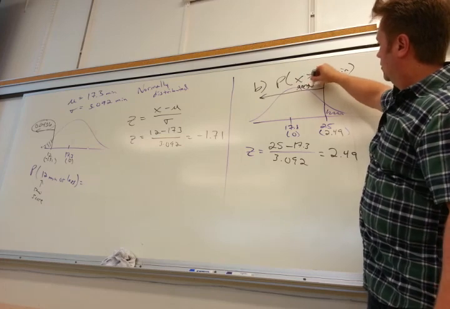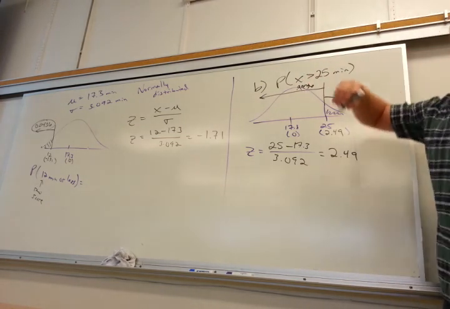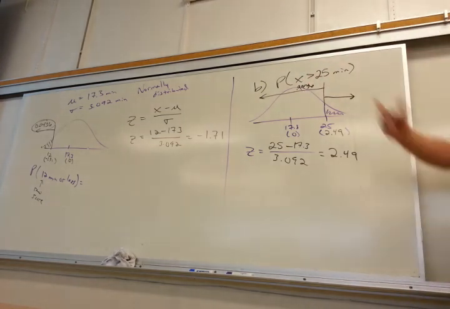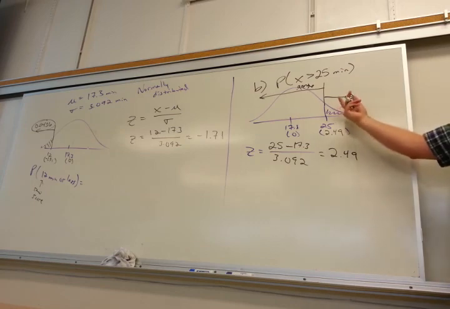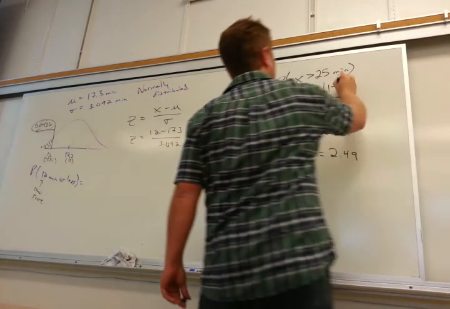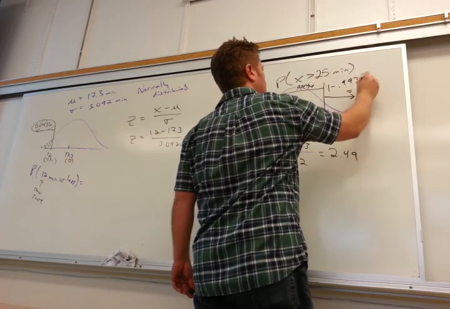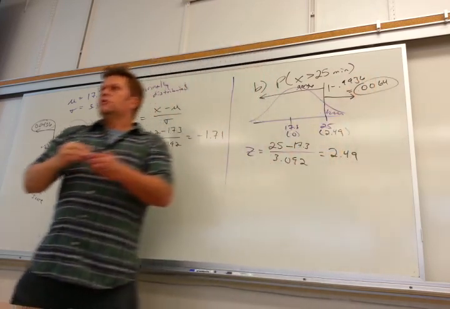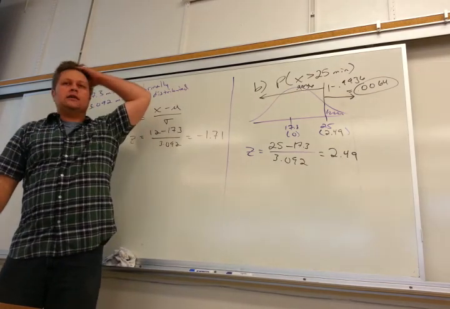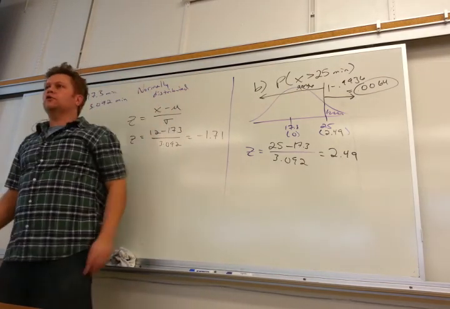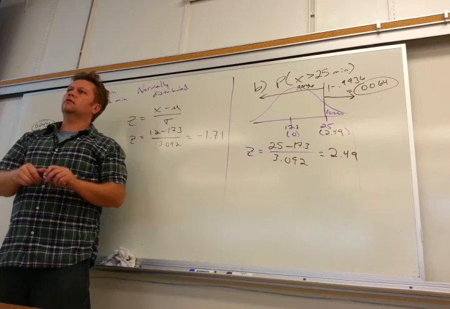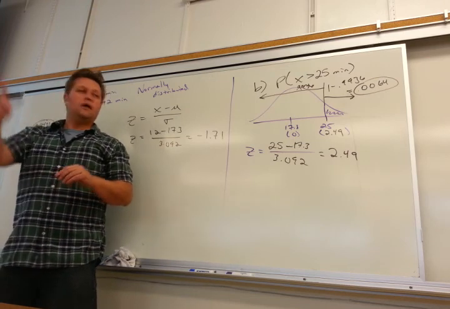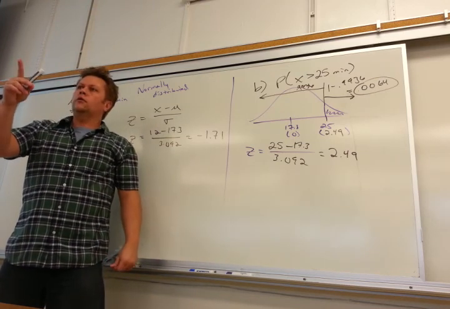So my probability, my answer is going to have to be what? 1 minus that, because it's the rest. So 1 minus 0.9936 is 0.0064. Cool. So a less than 1% chance that I'll make it there in over 25 minutes. Yeah. Why use the term minus? I like it.